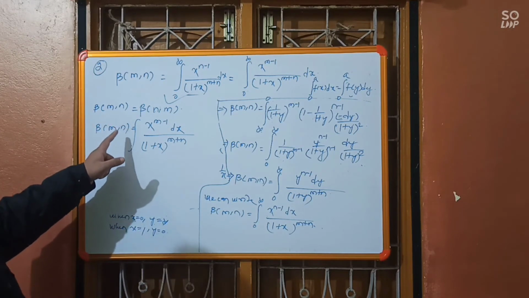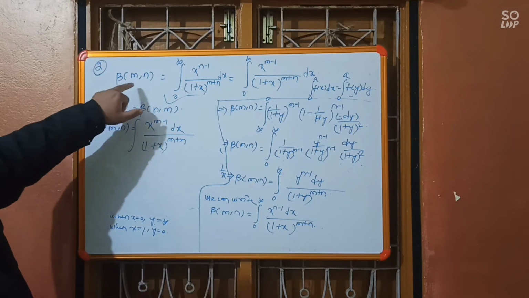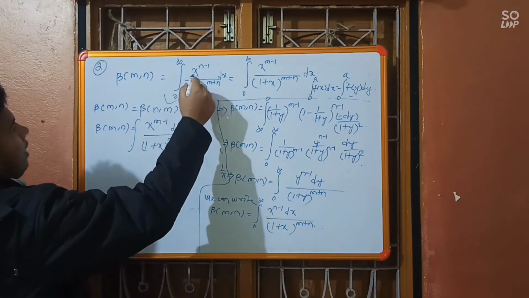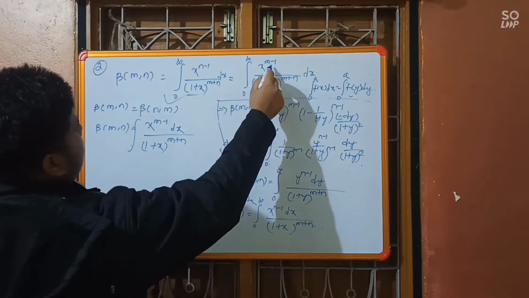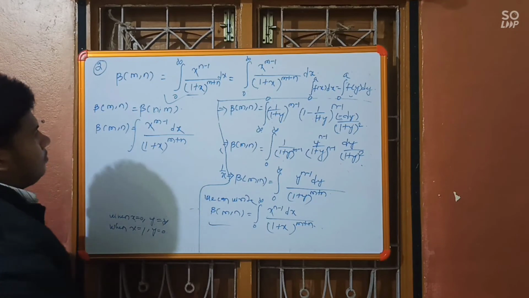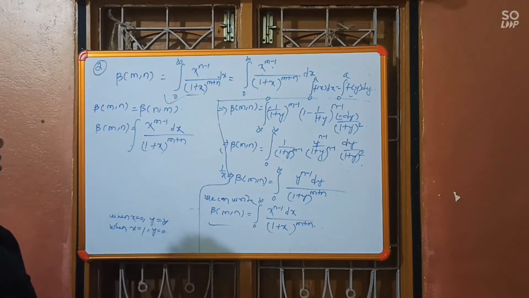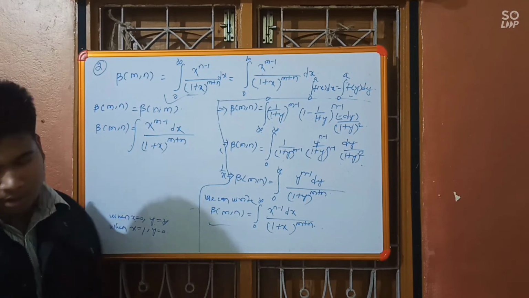So we proved that beta mn is equal to x to the power n minus 1 over (1 plus x) to the power m plus n, and x to the power n minus 1 over (1 plus x) to the power m plus n. Okay, so see the next, the third property of the beta function.